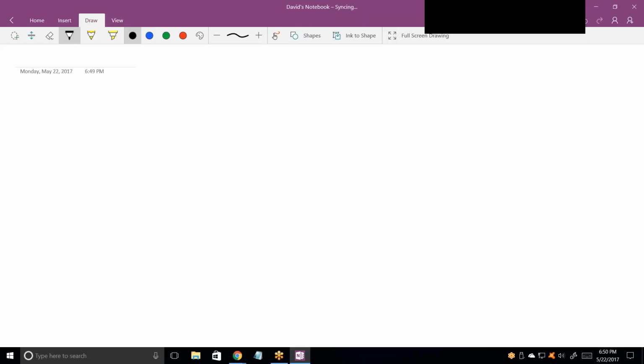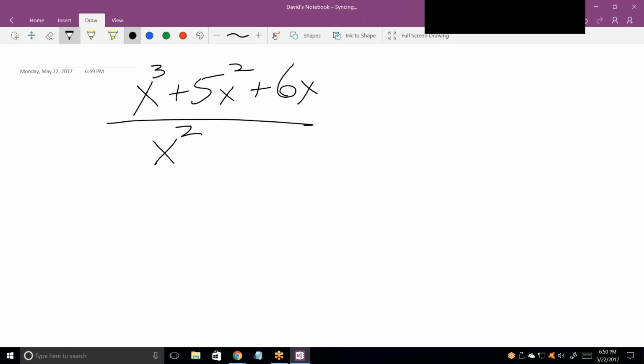So the next one is x cubed plus 5x squared plus 6x all over x squared minus x minus 12. Again, what's the first word you should think of? Factor. Okay, factor the numerator.